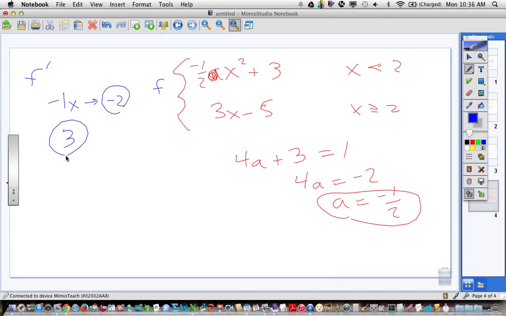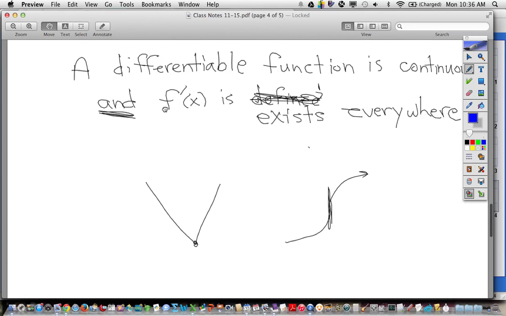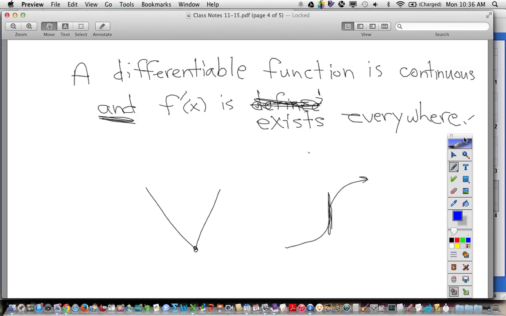This is something we'll get into more, but that was kind of this new thing we learned yesterday. Now, if you want to write that down, I did not have you write this down, so maybe we should do it right here. A differentiable function. We talked about what continuous means. That's those 3 things. The function has to be defined, the limit has to exist, and the limit has to equal the output to be continuous. That means you never lift your pencil. There's no breaks or holes or anything.